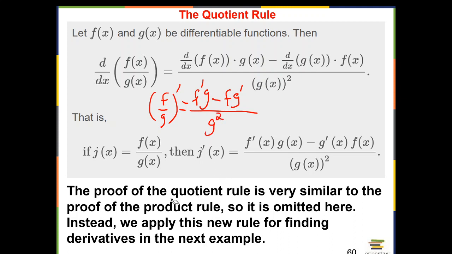The proof of this is similar to the product rule. You have to basically use some algebraic manipulations and acrobatics, and you can get it. But for now, we're not going to worry about the proof of the quotient rule. You can find it on the internet. Just search for proof of quotient rule if you're curious about it. All right, so let's see. How do we do it? Well, we follow this formula. Very easy.